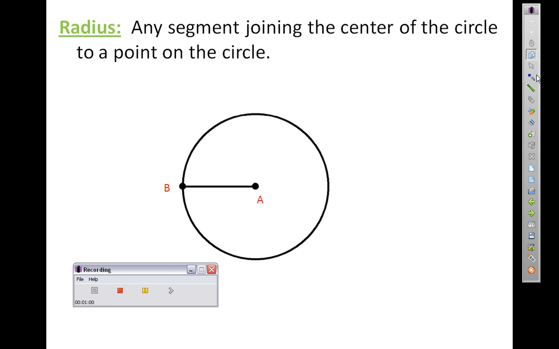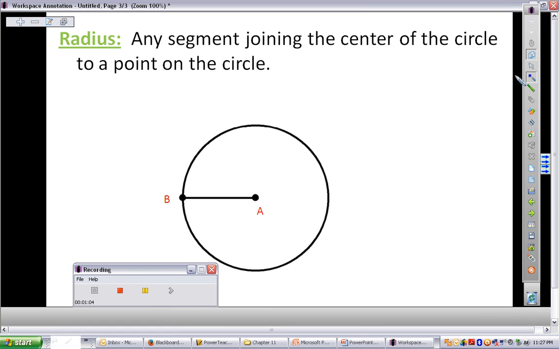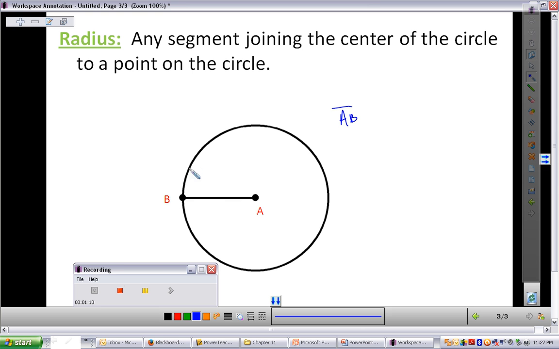The radius is any segment joining the center of the circle to a point on the circle. So the radius is segment AB, again going from the center point to a point on the circle. B is on the circle, so that's why AB is a radius.